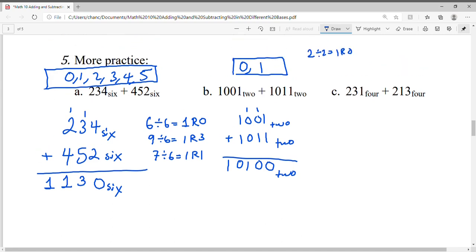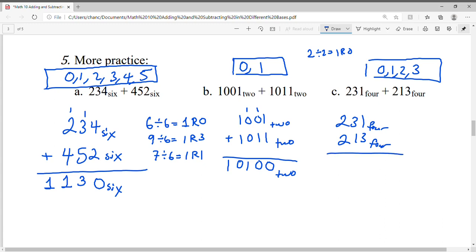For part C, the only symbols that we have for base 4 are 0, 1, 2, and 3. So let's stack it up. We have 2, 3, 1, base 4, added with 2, 1, 3, base 4. 1 plus 3 is 4, but 4 doesn't exist, so we'll have to convert it to base 4. 4 divided by 4 is 1 with a remainder of 0. So this should be a 0, and we're carrying that 4 over as a 1.